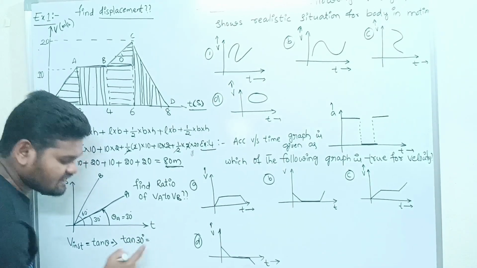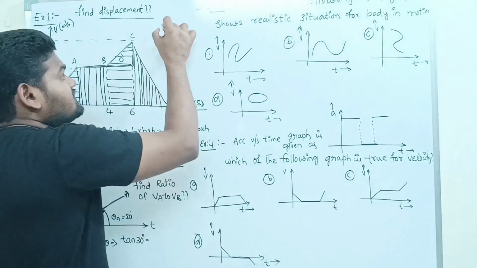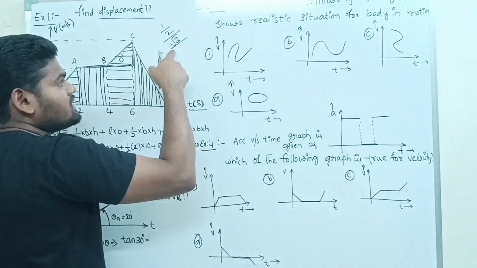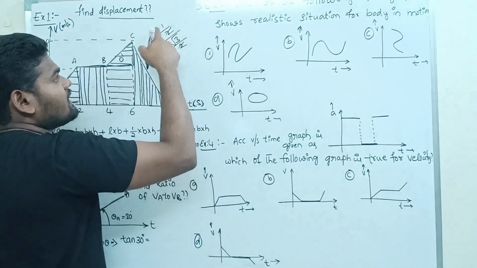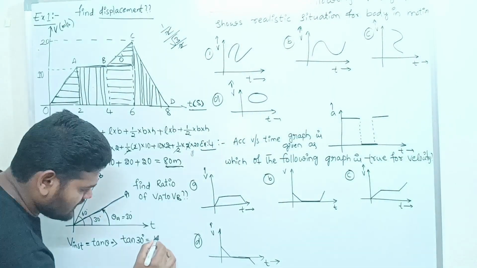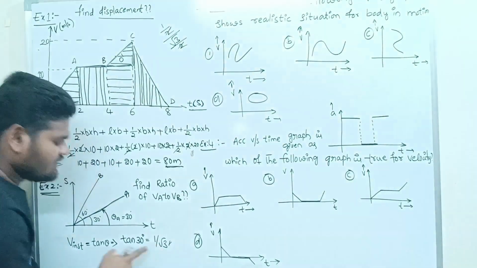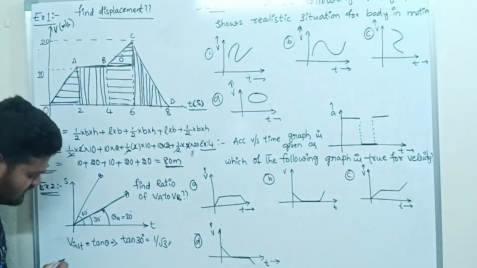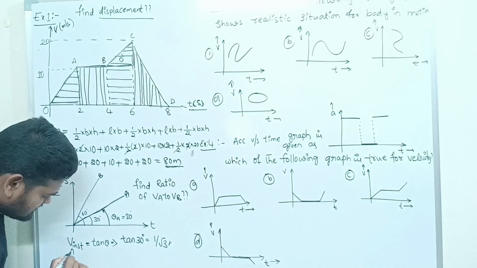What is the value of tan 30? Sin 30 value is how much? 1 by 2. Cos 30 value is how much? Root 3 by 2. The 2 gets cancelled out. You will get 1 by root 3. The value of tan 30 is how much? 1 by root 3. Are you getting? Right. So let us consider this is A.